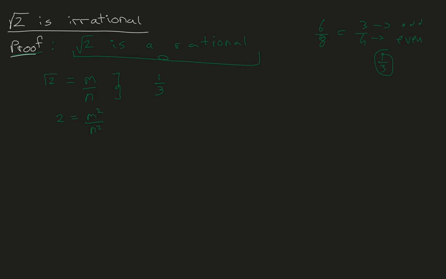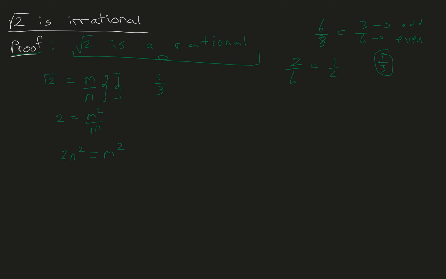But notice that if the numerator and denominator are both even, for example 2 over 4, then they can be reduced, as they can both be divided by 2. So we're assuming that this m over n is in its reduced form, i.e. both m and n are odd, or one of m or n is odd and the other one is even. So when you square this, you get 2 equals m squared over n squared, which can be written as 2n squared equals m squared.